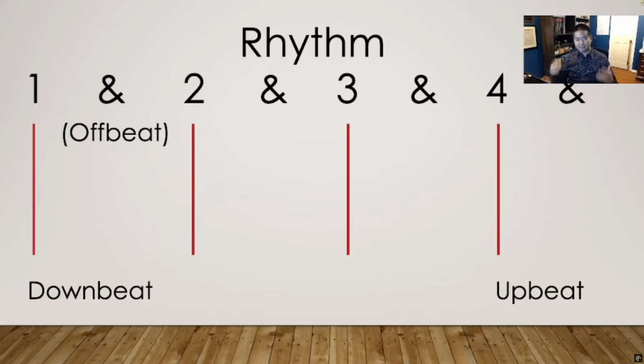Then we have the offbeats, which in this case is all the ands, but really can just be any part of the beat that is not on the number. So 1, 2, 3, 4, those are on the beat, and off the beat is anything else.